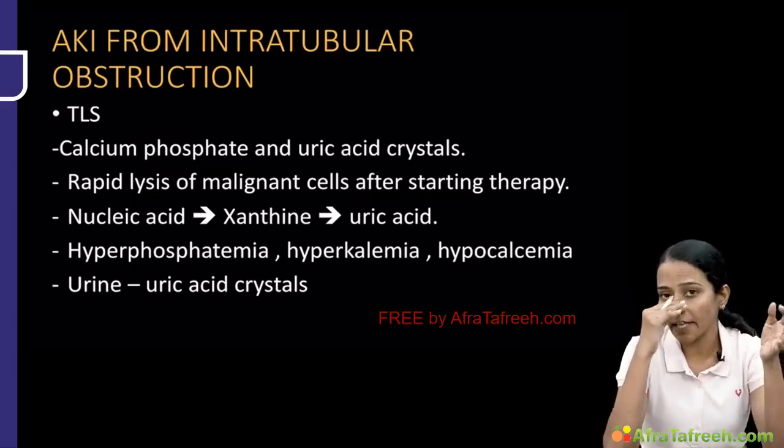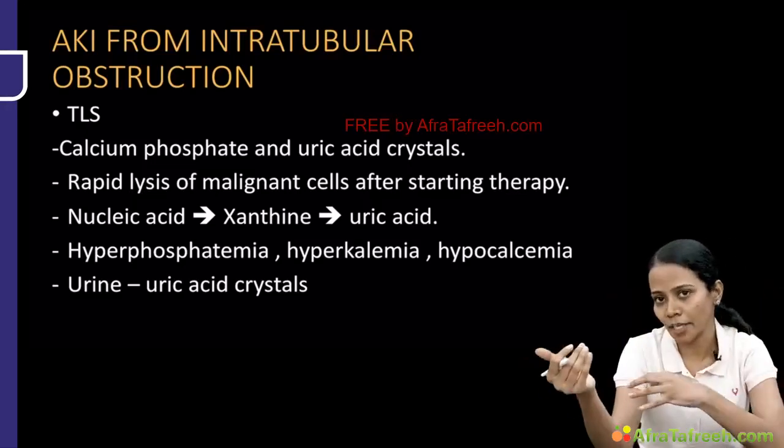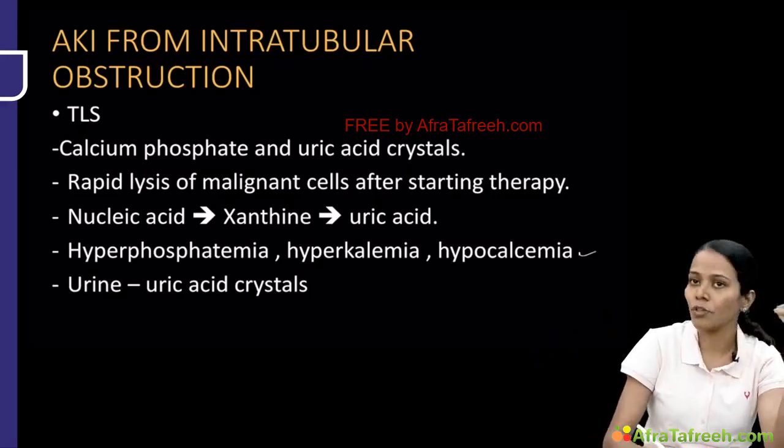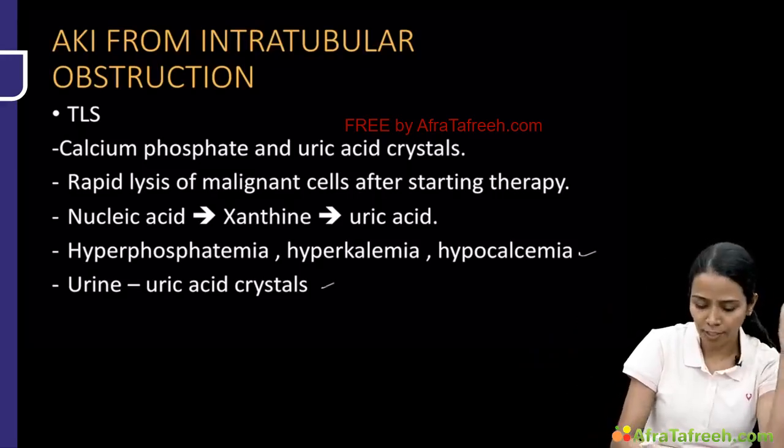Then what happens? All the calcium binds to phosphorus and there is hypocalcemia. So these four are the findings that you're going to find. And the urine is going to show calcium phosphate crystals or uric acid crystals.